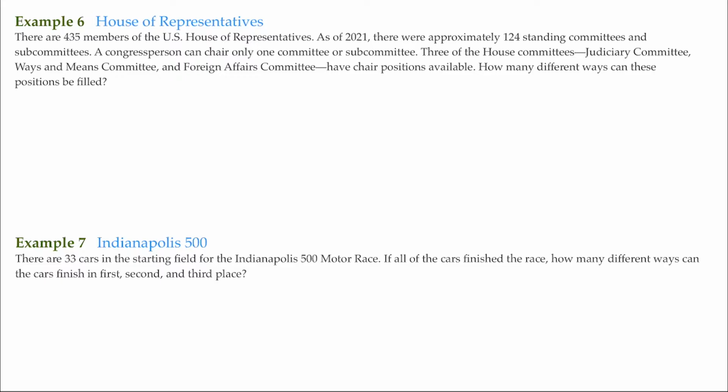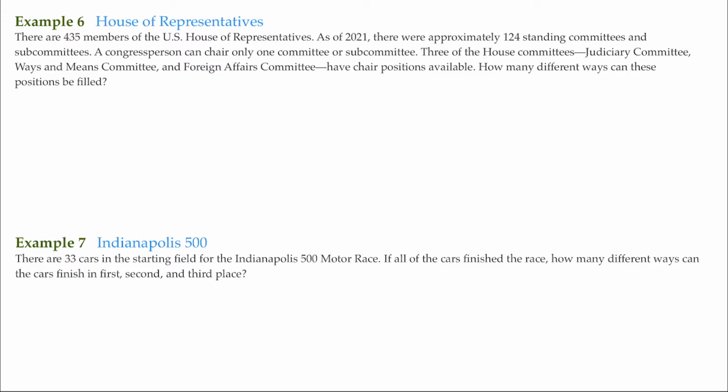So for this first example here, the House of Representatives, it says there are 435 members of the U.S. House of Representatives. As of 2021, there are approximately 124 standing committees and subcommittees. A congressperson can chair only one committee or subcommittee. 3 of the House committees, Judiciary Committee, Ways and Means Committee, and the Foreign Affairs Committee, have chair positions available. How many different ways can these positions be filled?